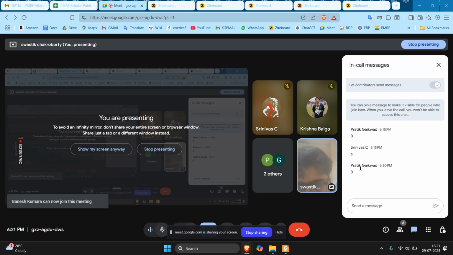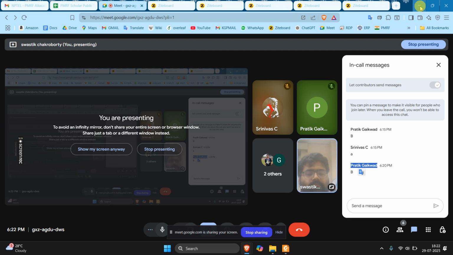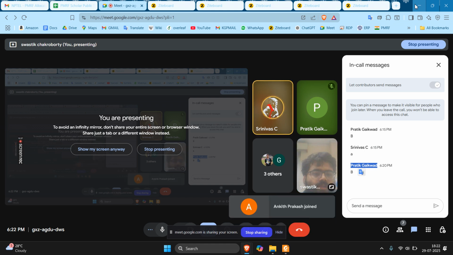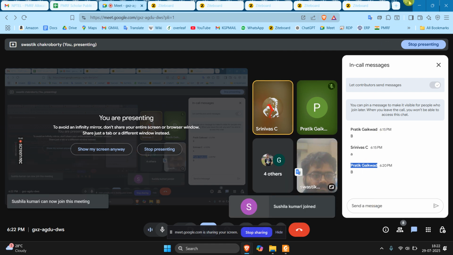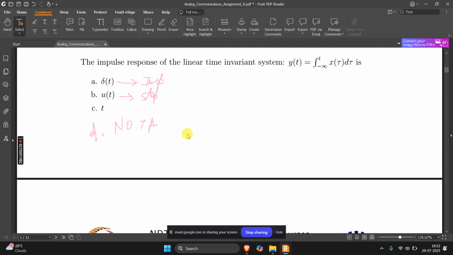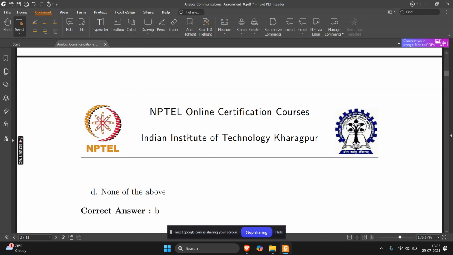Okay. Pratik, your answer is B, right? B for Bombay. Yes. Okay. Anyone else? Srinivas, sir, do you have the answer? U of t, sir. Step function. Option B. Yes, sir. Okay. And the correct answer is option B.